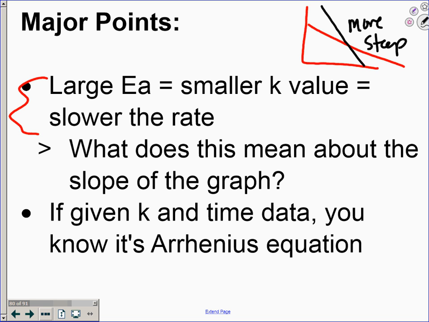And then the way you know, and this is kind of the key point as well, the way you know you're going to have to use the Arrhenius equation is if you're given K values and temperature, but not concentrations necessarily, not time. So that's how you know you're finding temperature. It says temperature, see that, right?